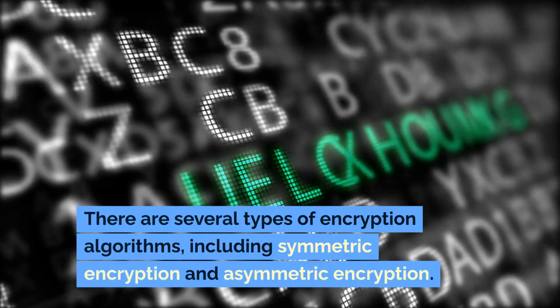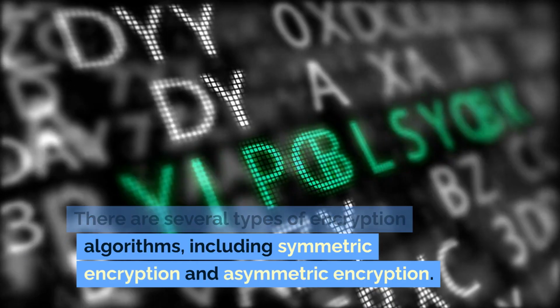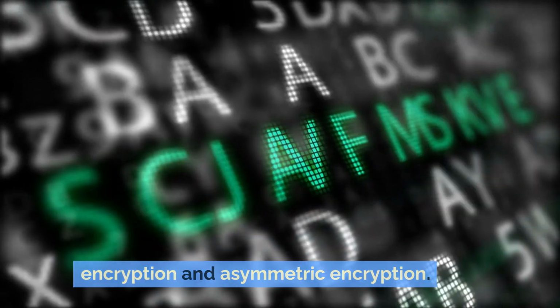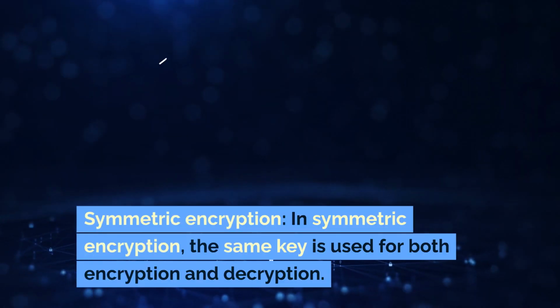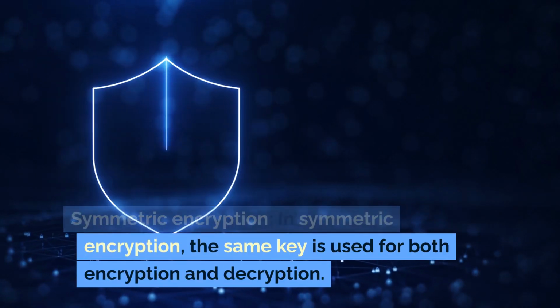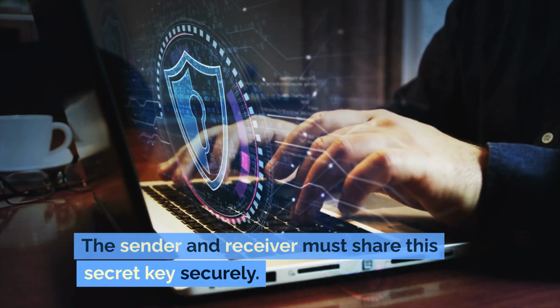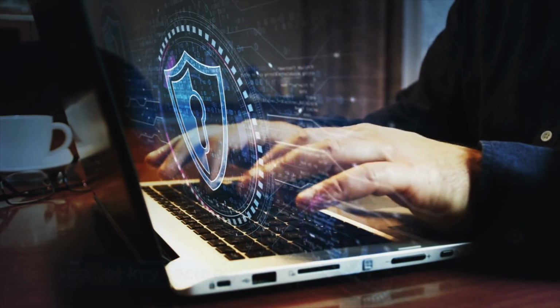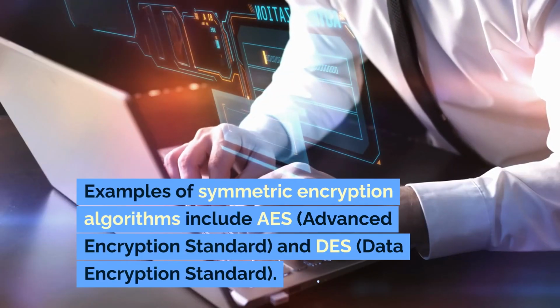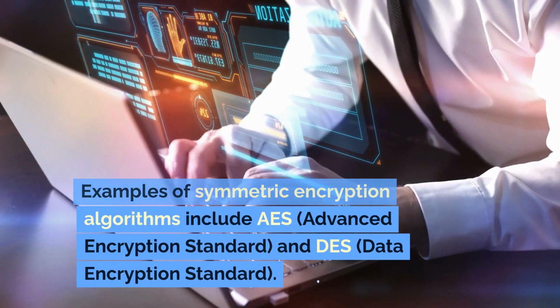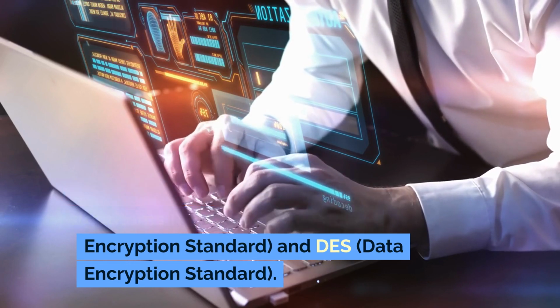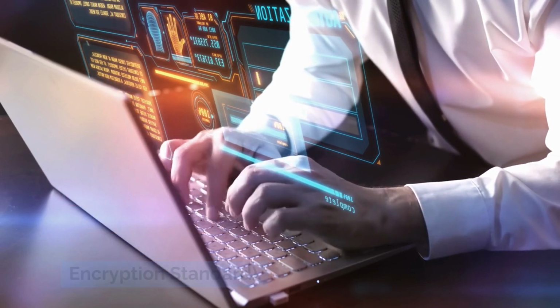There are several types of encryption algorithms, including symmetric encryption and asymmetric encryption. Symmetric encryption. In symmetric encryption, the same key is used for both encryption and decryption. The sender and receiver must share this secret key securely. Examples of symmetric encryption algorithms include AES, Advanced Encryption Standard, and DES, Data Encryption Standard.